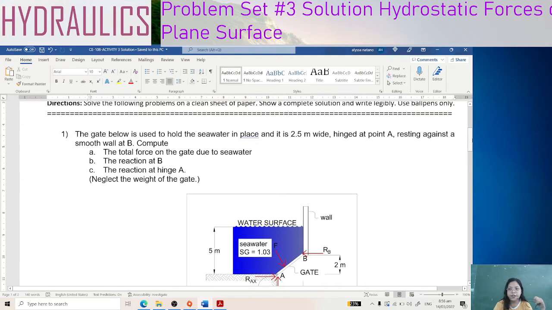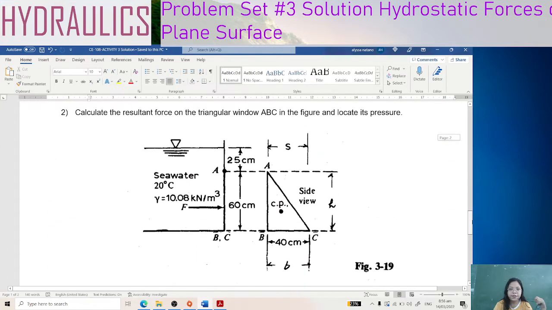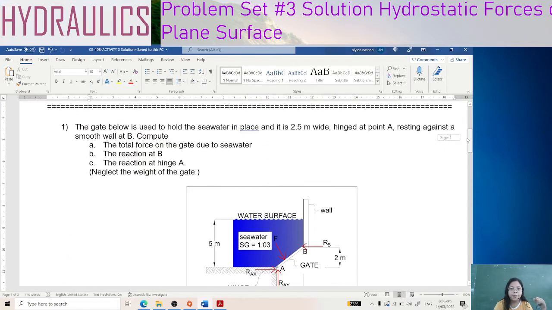Sana nasagutan nyo rin because I will show you naman the solution. So, this is two problems, and the first problem states that the gate below is used to hold the seawater in place and it is 2.5 meter wide, hinged at point A, resting against a smooth wall at B. Compute letter A, the total force on the gate due to seawater, letter B, the reaction at B, and letter C, the reaction at hinge A. Neglect the weight of the gate.